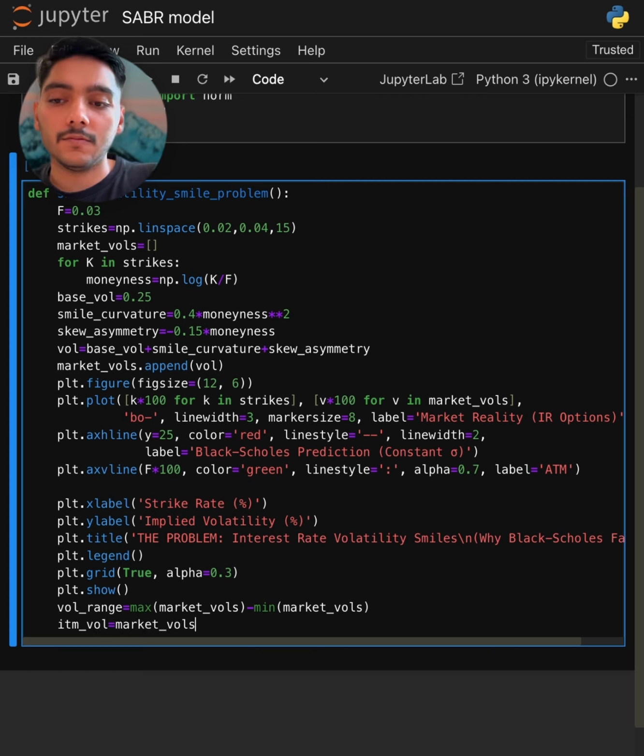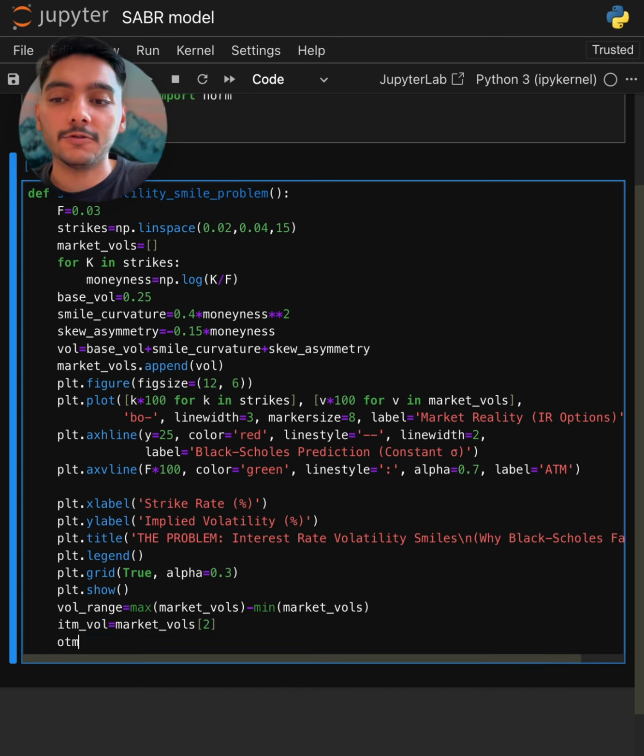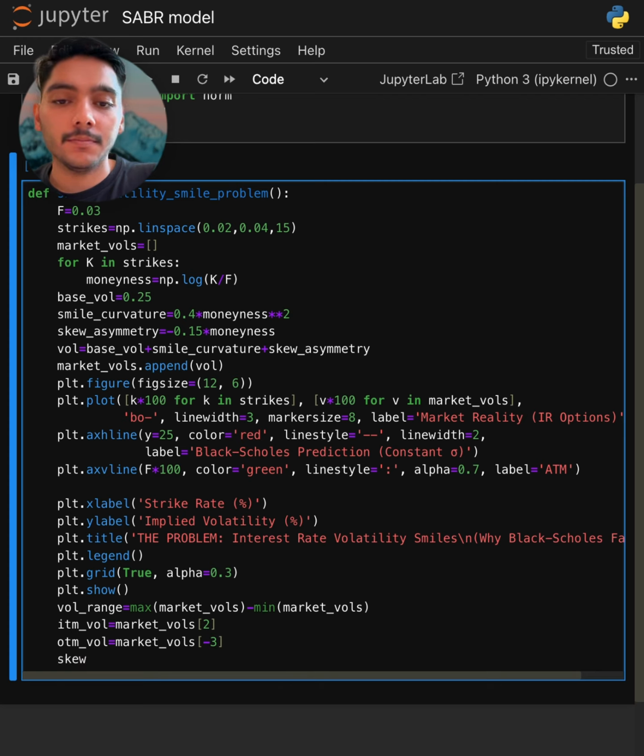market volatility at index 2, deep in the money, and the out of the money volatility is equal to market volatility at index -3, deep out of the money. The skew magnitude will come out to be the absolute value of in the money volatility minus out of the money volatility.